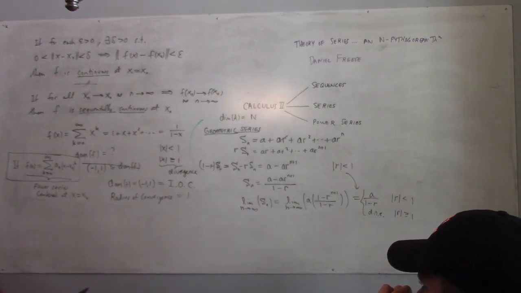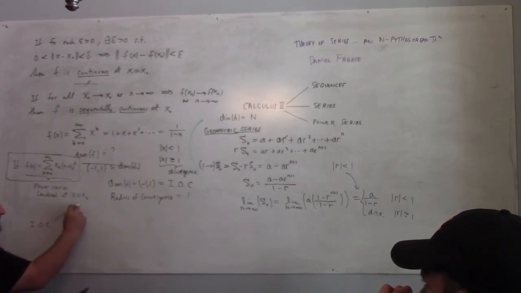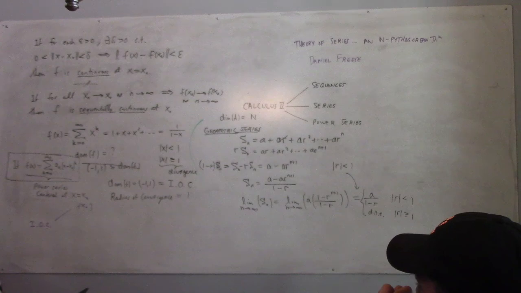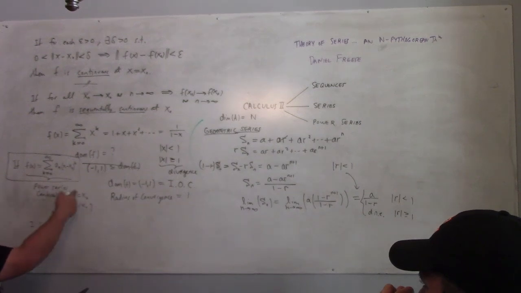I sometimes forget about this case, but the IOC could be just the set containing x naught itself. It might be that's the only place where this series is defined as 0. So for example, what could make that happen is if you had a sub k equal to something like k factorial, something like that.